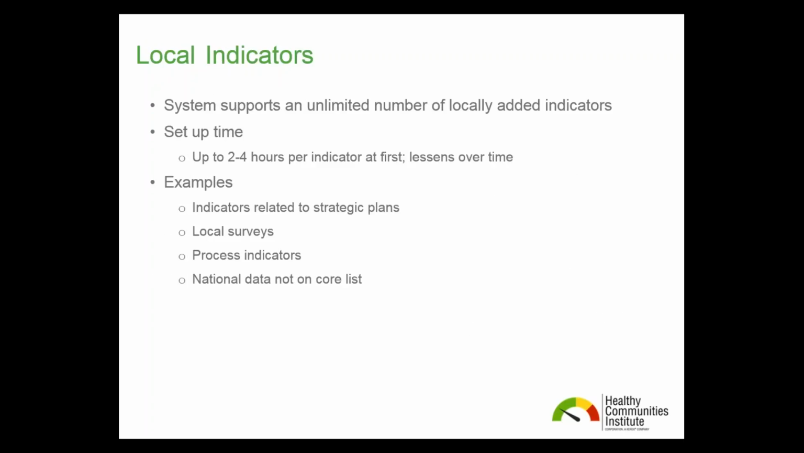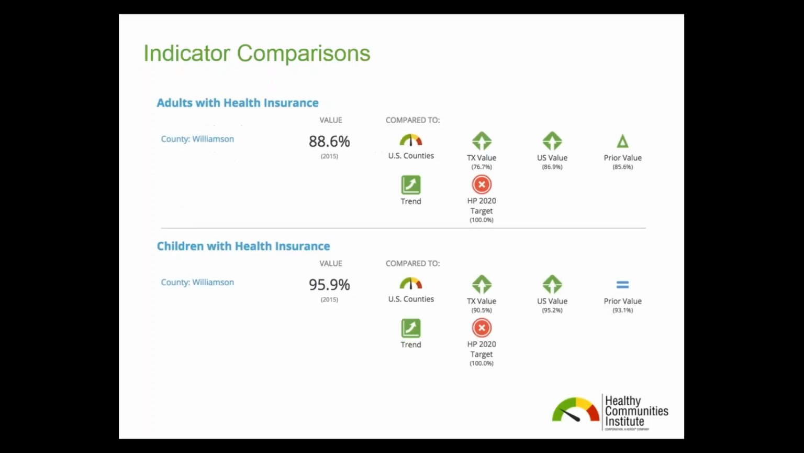And there they are. The system supports an unlimited number of locally added indicators as well. For example, you can see that the last data source in the list was the Williamson County and City's Health District. And this team is experts in adding in local data. To add in local data, it takes up to 2 to 4 hours per indicator at first, but lessens over time. Local data that we could add could include indicators related to strategic plans, local surveys, process indicators, or national data not on the core list.